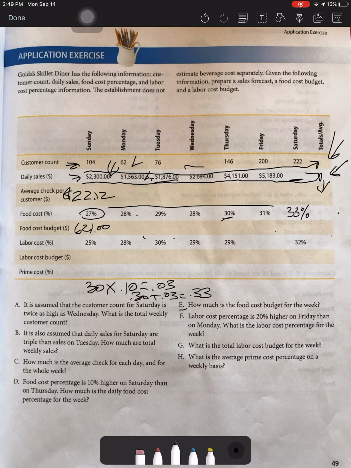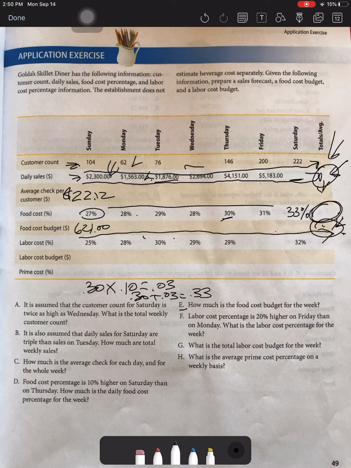Then when you get down here to the end, you're going to need to add all of the food cost budget up, because that's the food cost for all the food that was sold for this week, and you'll put that total right here. Once you get your food cost budget amount, you can take how much you paid for the food, divide it by the money that you made, the daily sales, which is the larger number. Anytime you want to get a percentage, you're looking to divide a small number by a large number. So you take the food cost budget, the amount of money you spent on food, divide it by the amount of money you made, and that is your food cost percentage.